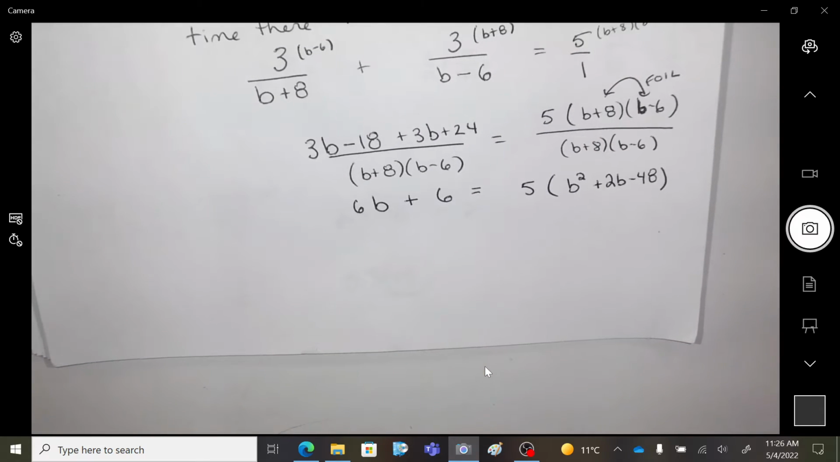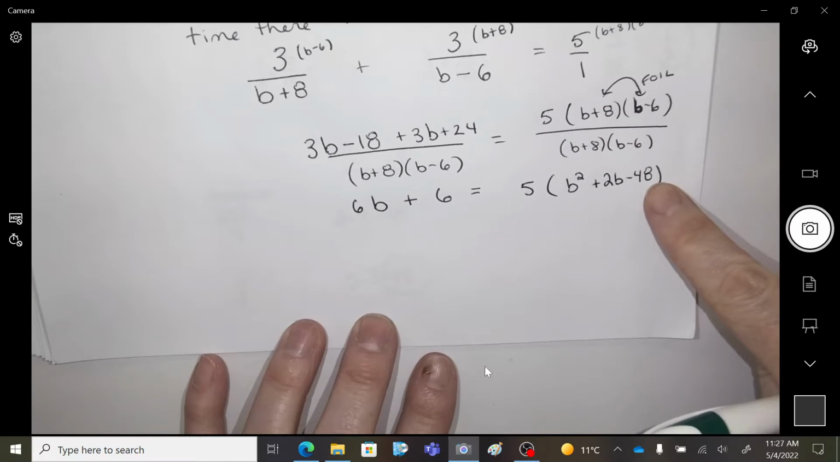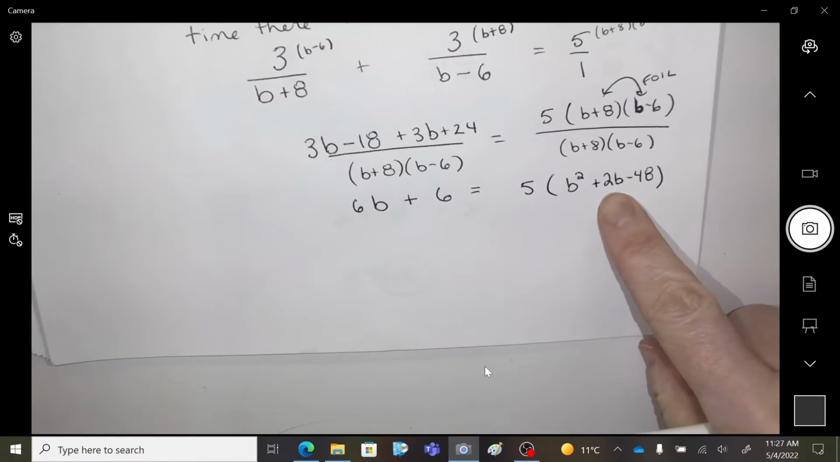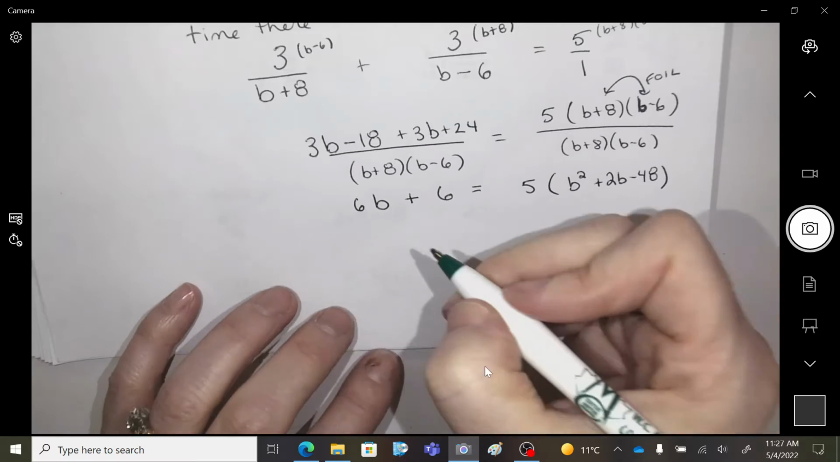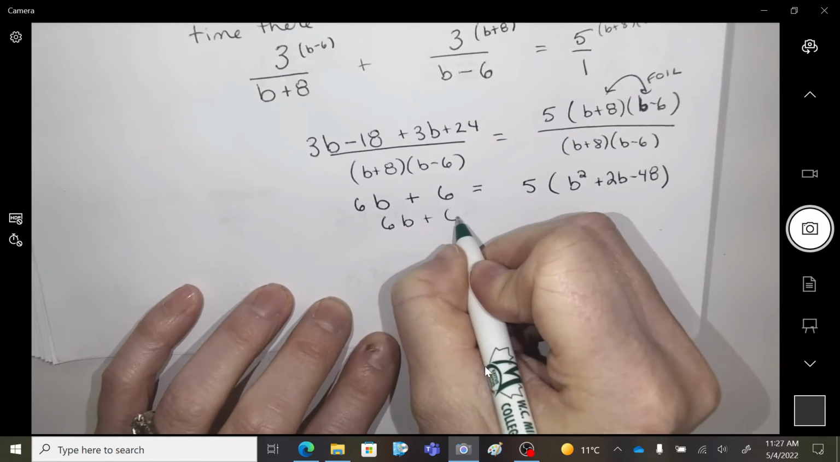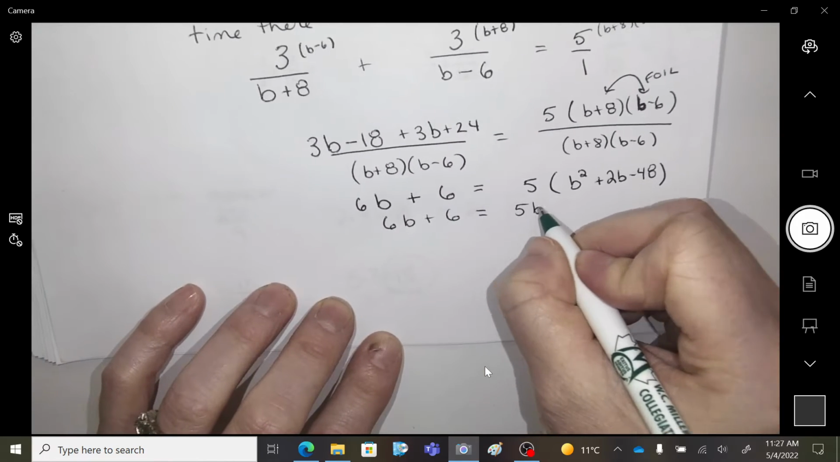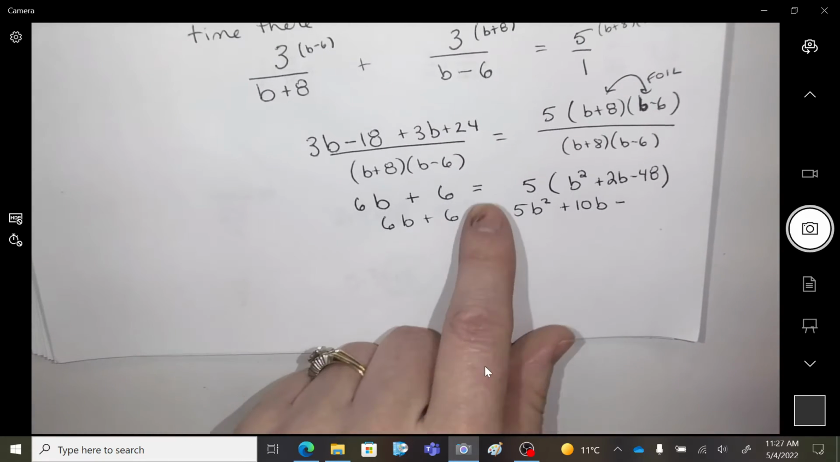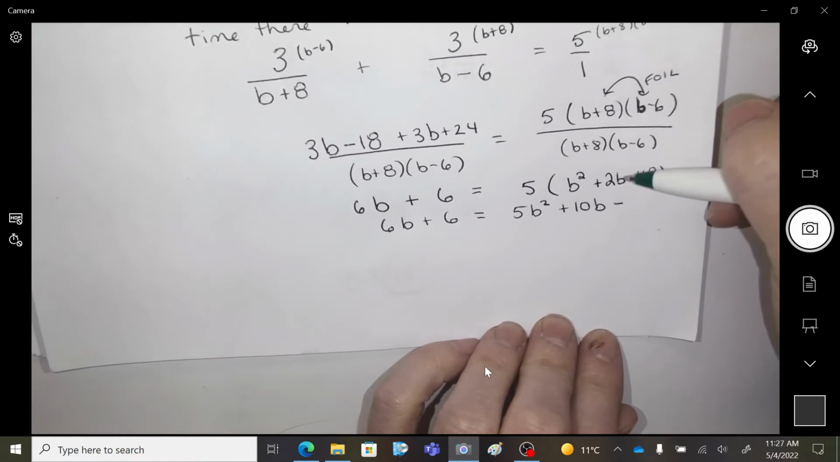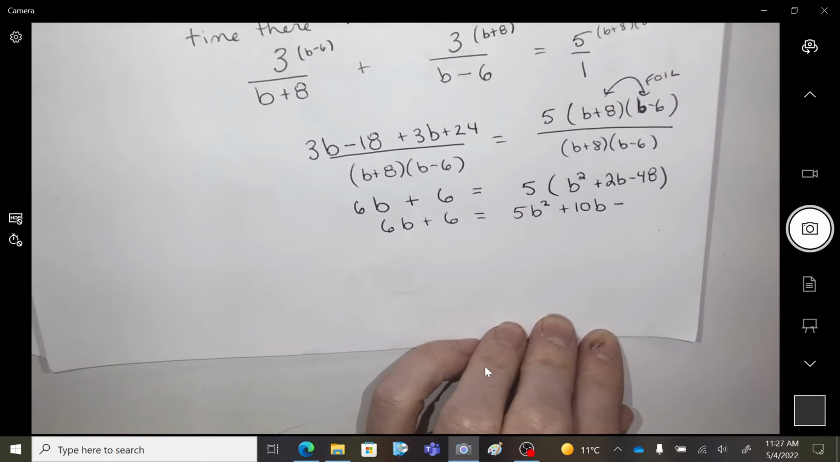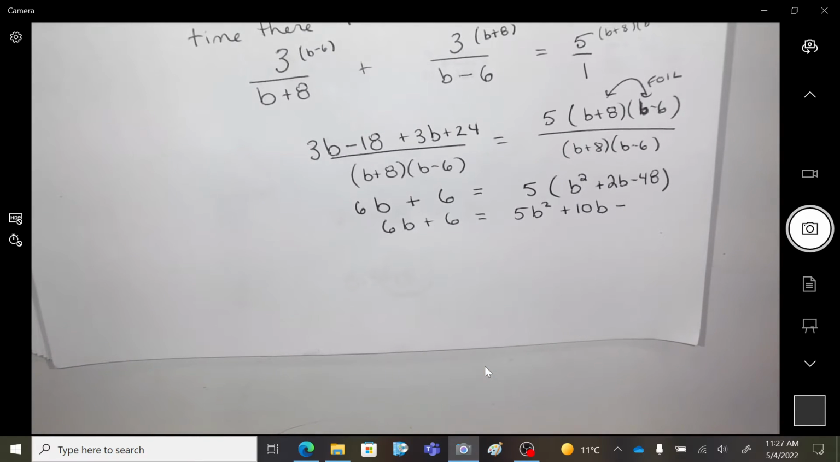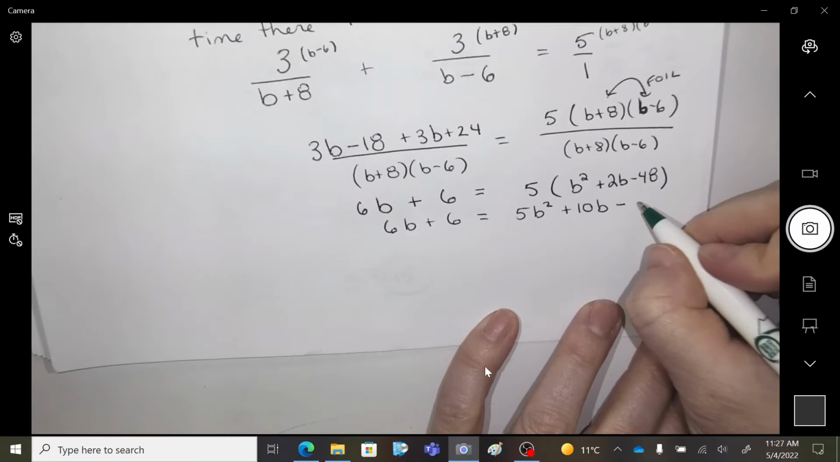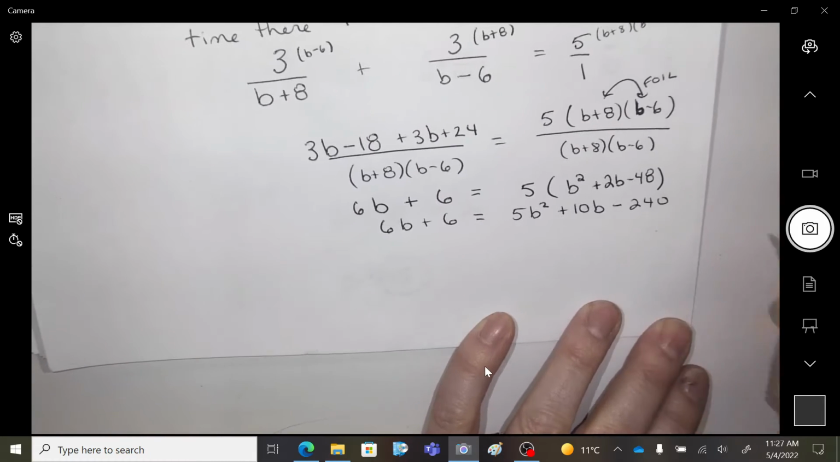Okay, and it's your factoring, thinking about factoring backwards. Like, what do those multiply to and what do they add to? Okay, now I'm going to multiply by 5. So 5b squared plus 10b. Has anybody already done this number? I got negative 240. Yep. Negative 240.